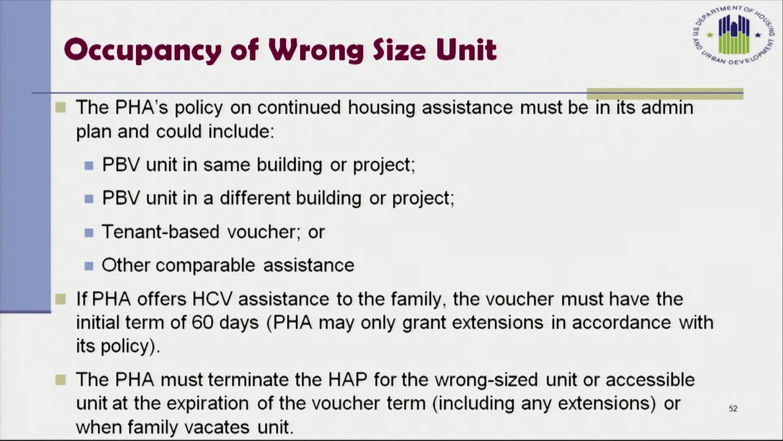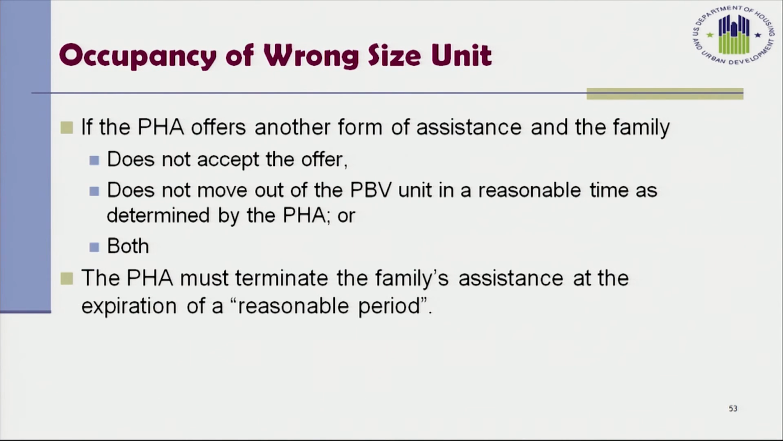The PHA must terminate housing assistance payments made on behalf of the family occupying a wrong-sized unit or an accessible unit at the expiration of the voucher term, which would include any extensions granted. If the PHA offers another form of assistance and the family does not accept that offer, does not move out of the PBV unit in a reasonable time as determined by the PHA, or both, the PHA must terminate the family's assistance at the expiration of the reasonable time period as established by the PHA.